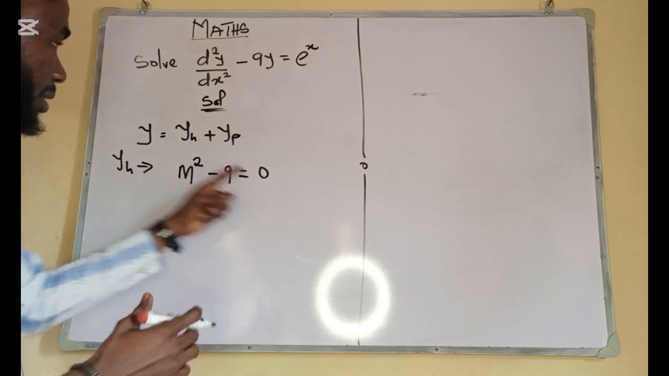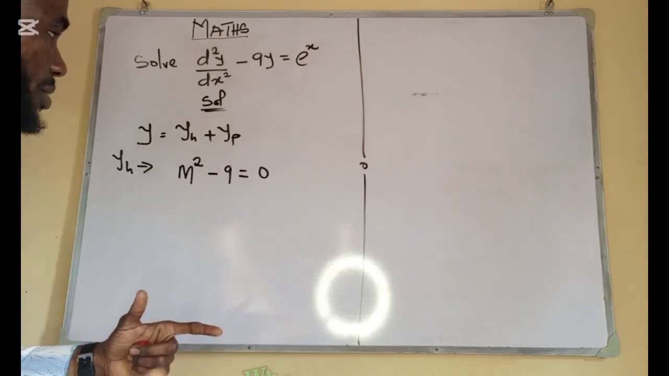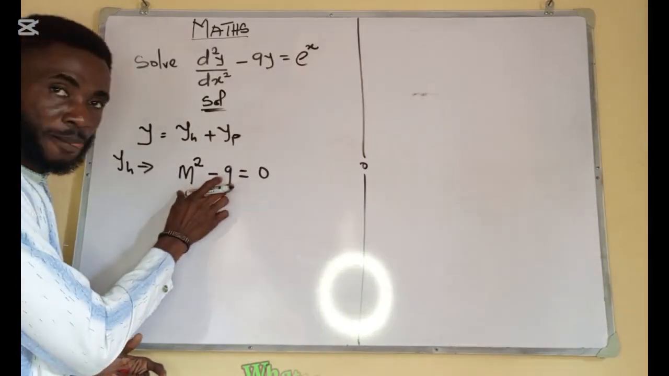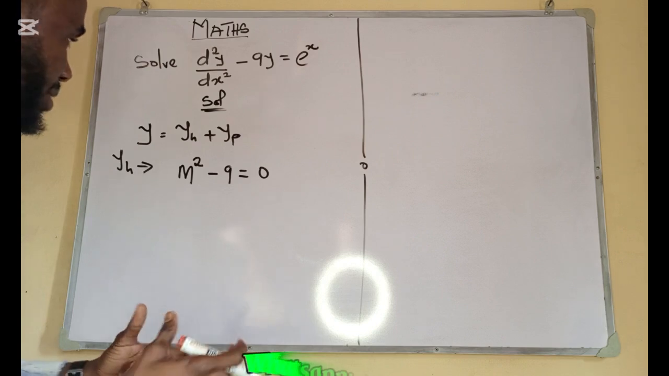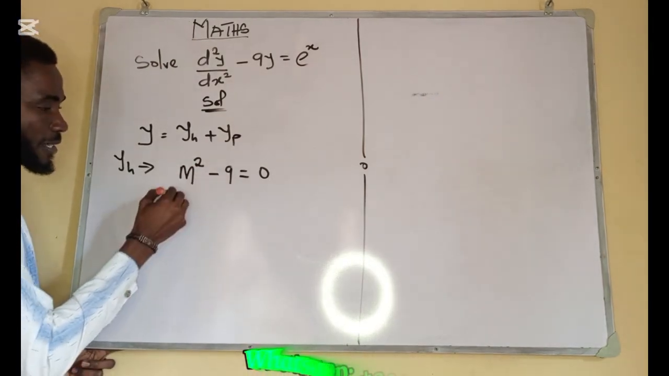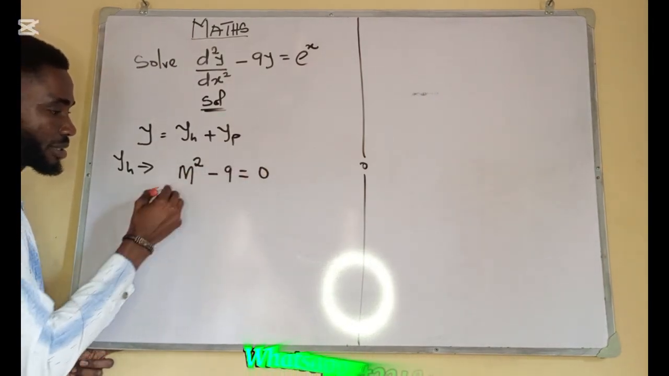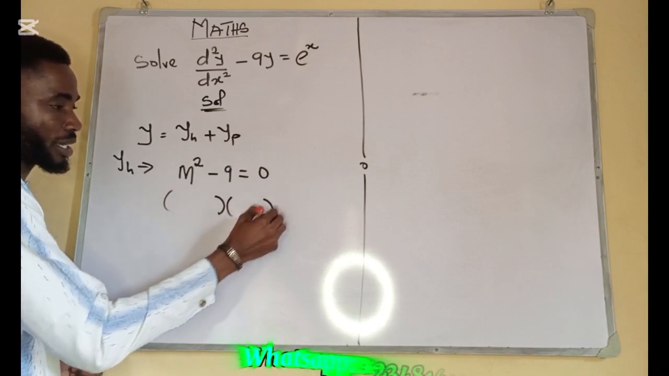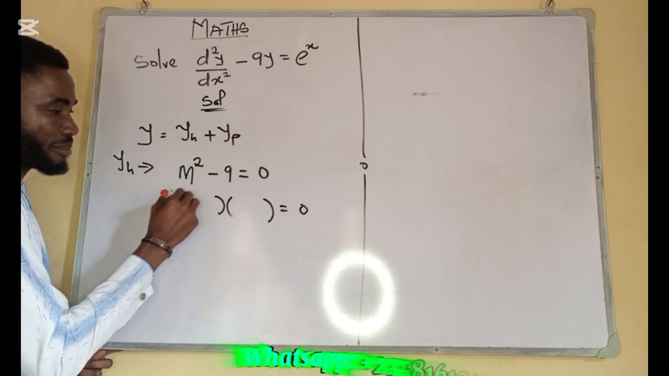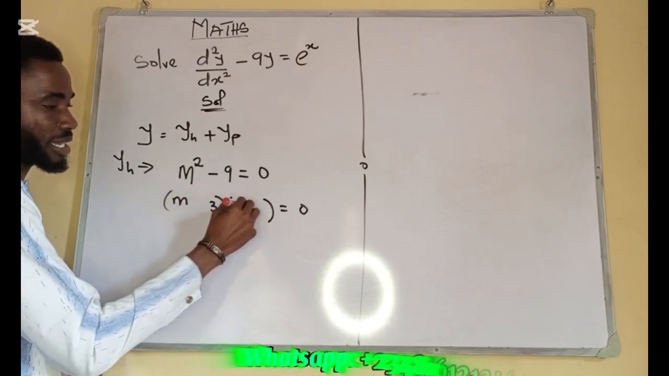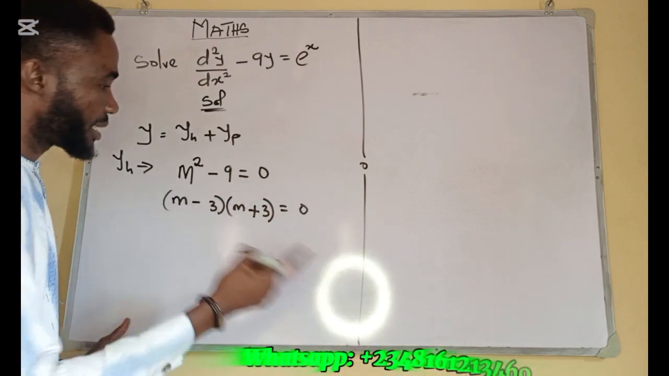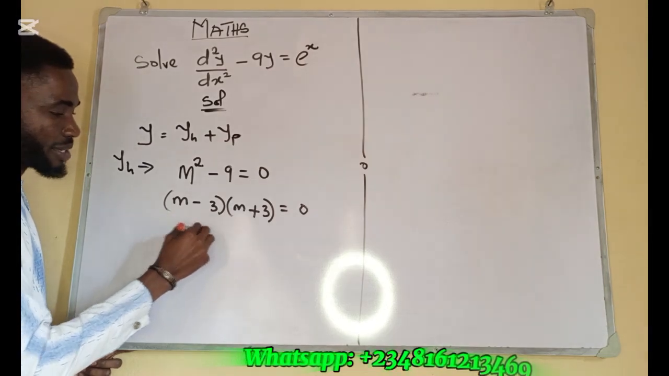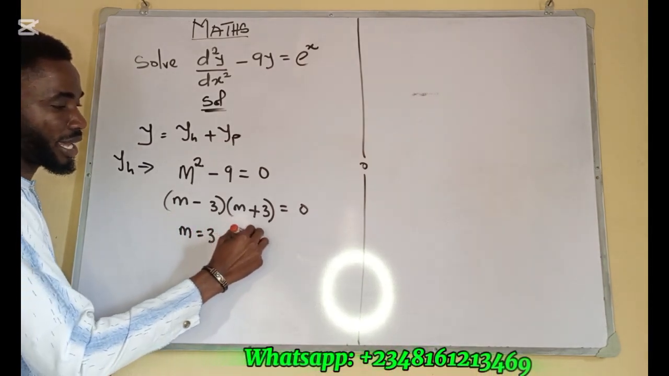And for the homogeneous, the right-hand side should be equal to what? Equal to 0. So next, I have to solve this. Now, by observation, this here is a quadratic equation. So how do we go about it? If I want to factorize this, it is very simple. I have to open the brackets this way, equals to 0. So I have m here, 3 here, m here, 3. Here is minus and here is plus. Exactly. So by so doing, I have m = 3 or m = -3.